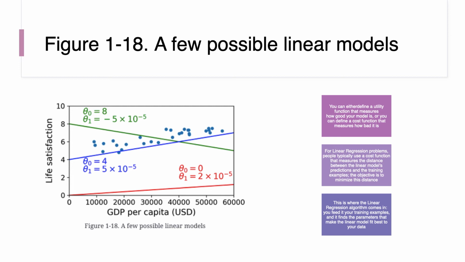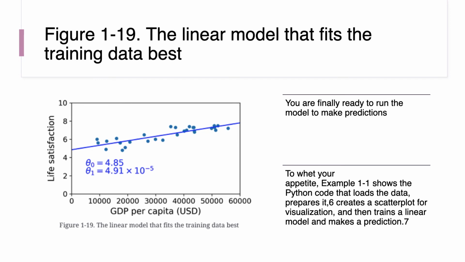In our case, the algorithm finds that the optimal parameter values are θ0 equals 4.85 and θ1 equals 4.91 times 10 to the minus 5. You are finally ready to run the model to make predictions. For example, say you want to know how happy Cypriots are, and the OECD data does not have the answer. Fortunately, you can use your model to make a good prediction. You look up Cyprus's GDP per capita, find $22,587, and then apply your model and find that life satisfaction is likely to be somewhere around 4.85 plus 22,587 times 4.91 times 10 to the minus 5, which is equal to 5.96.